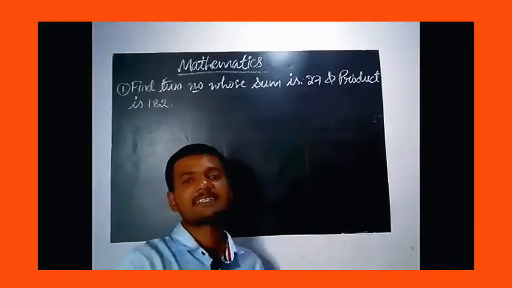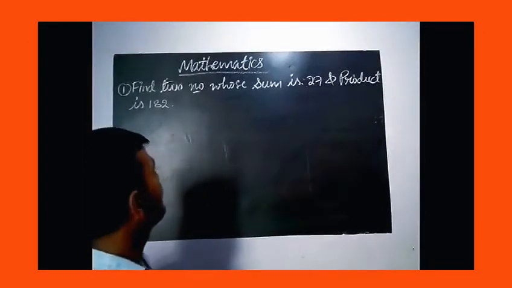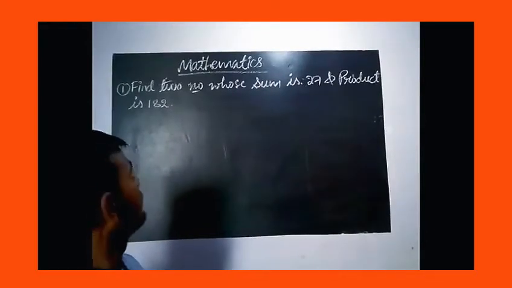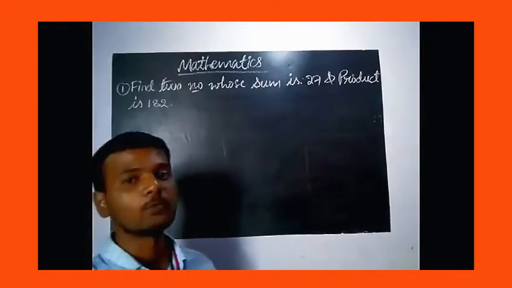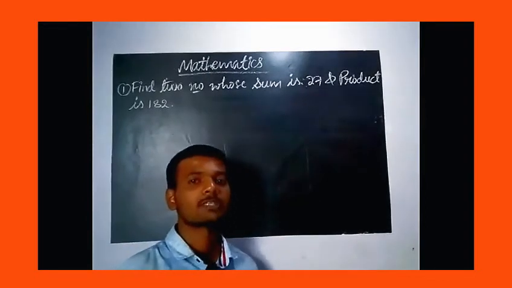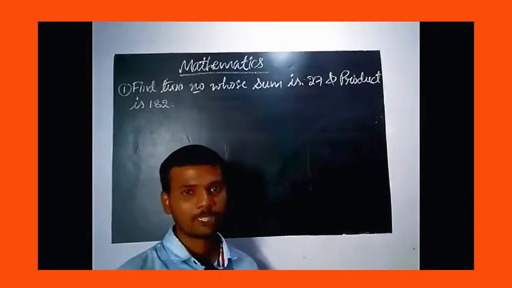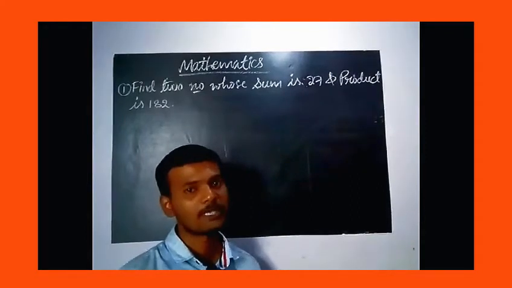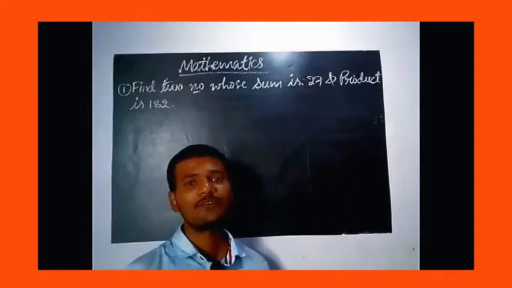Let us discuss the example. Find two numbers whose sum is 27 and the product is 182. This question is on the quadratic equation. So let us see how we can solve this using the quadratic equation by the method of factorization.